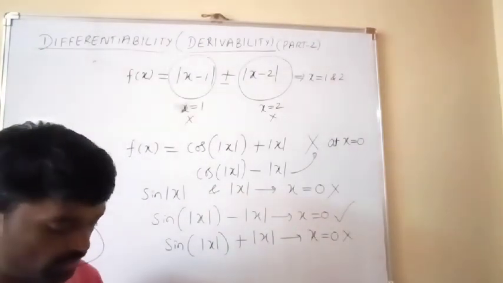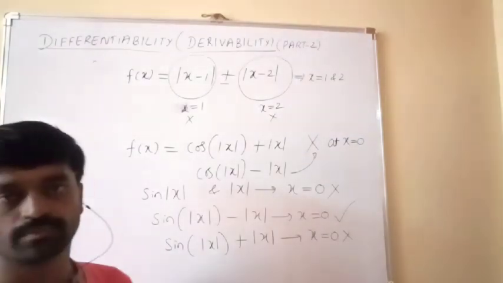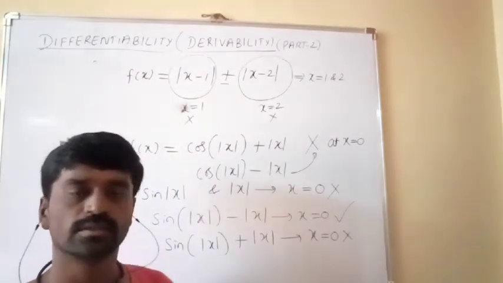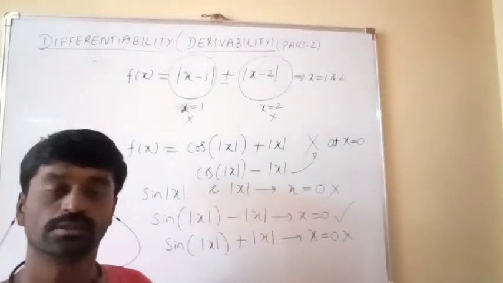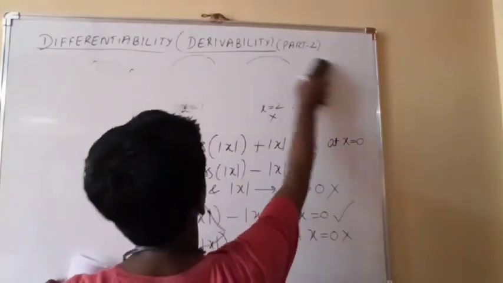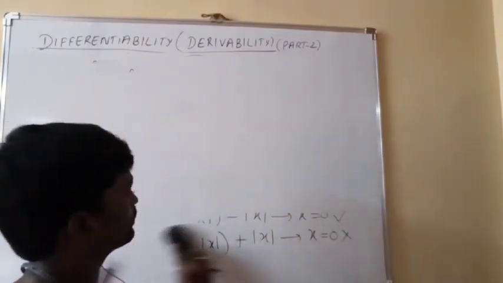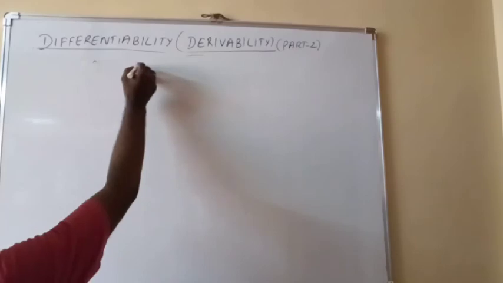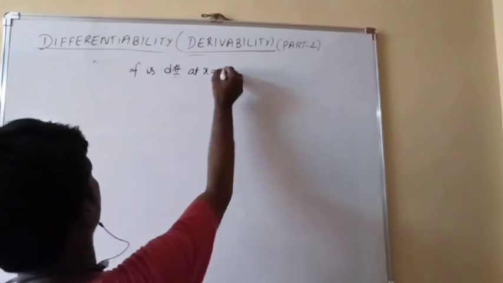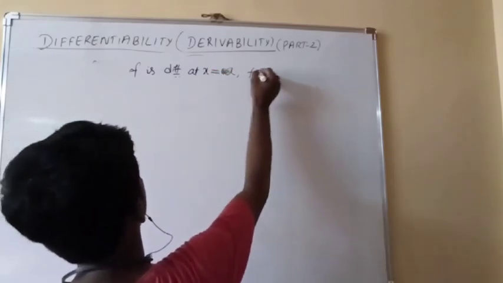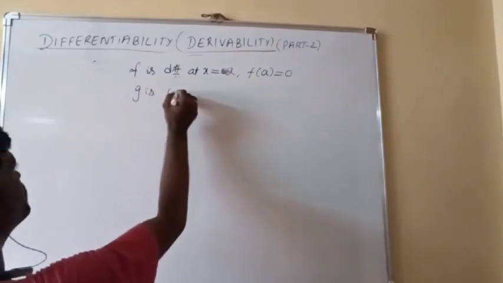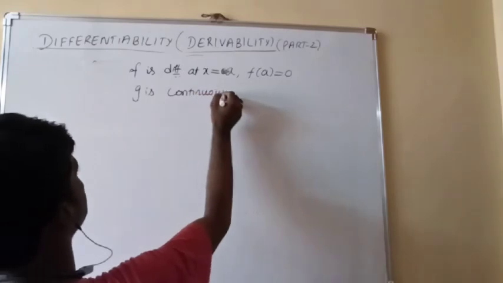Next, one more important point. If f is differentiable at a such that f of a is equal to 0, and g of x is continuous at x is equal to a, then the product f of x into g of x is differentiable at x is equal to a. So f is differentiable at x is equal to a, and the more important point is that f of a must be equal to 0. And g is only continuous, it is not given to be differentiable. G is continuous at x is equal to a.